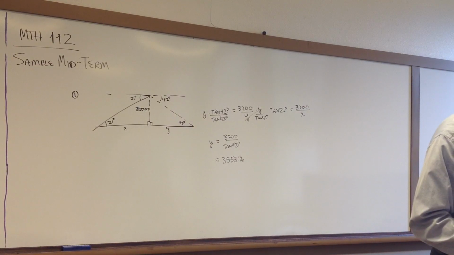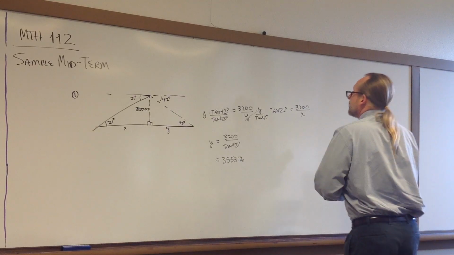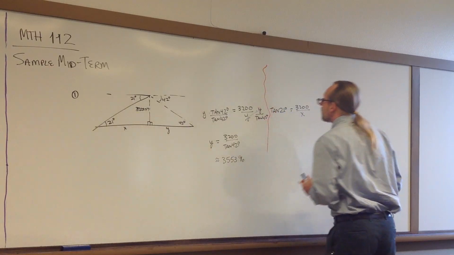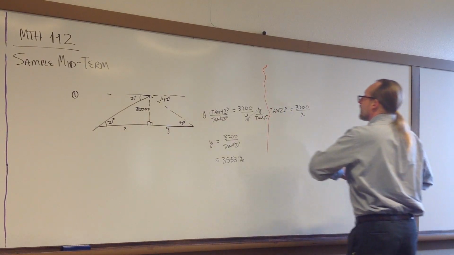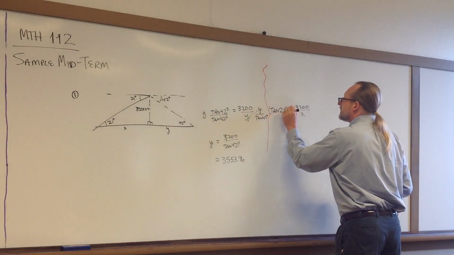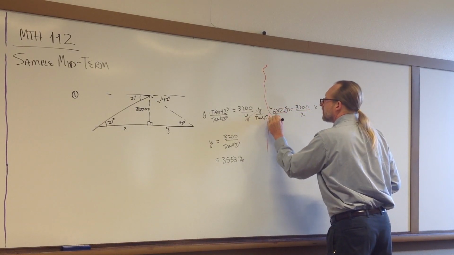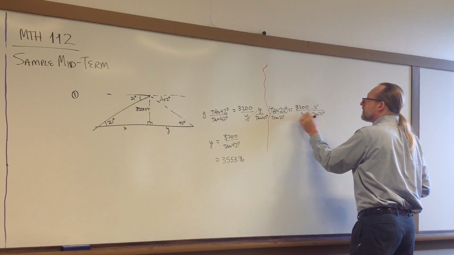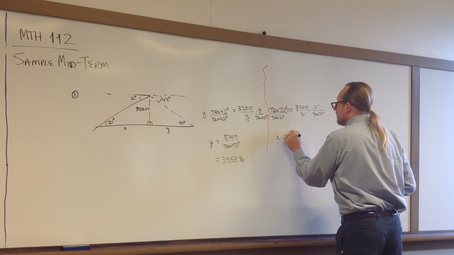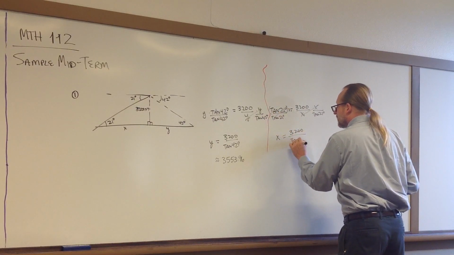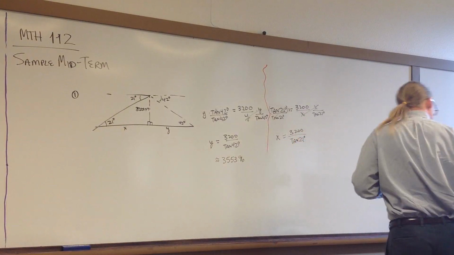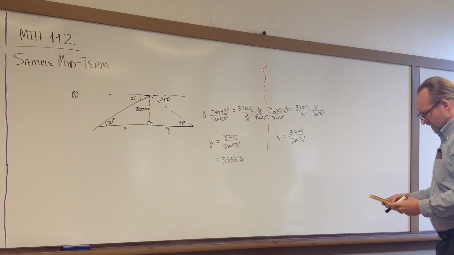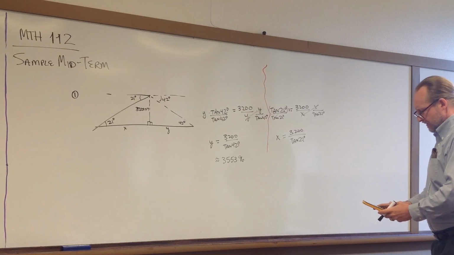And then the other one, we're going to do that same process. Let's create some separation here. Again, we're going to multiply on both sides by x and divide on both sides by the tangent of 21 degrees. So those cancel, and x is 3,200 divided by the tangent of 21 degrees. Let's get a good approximation for that.